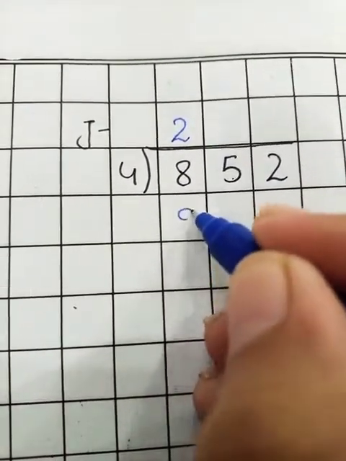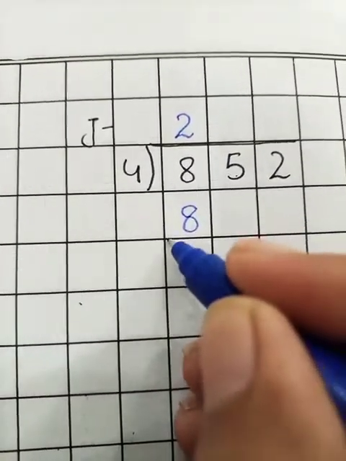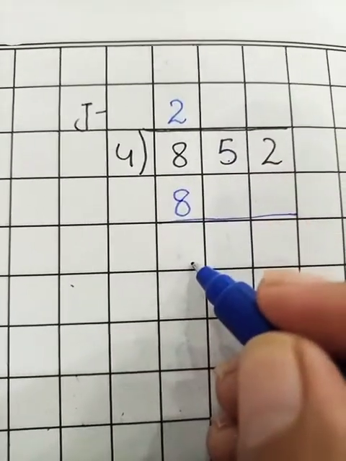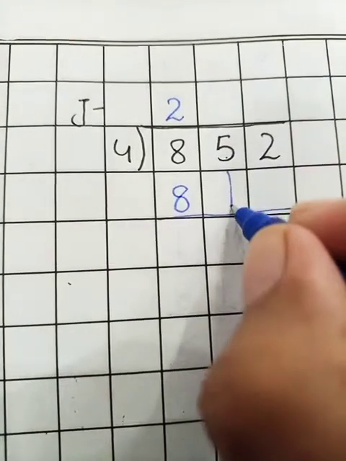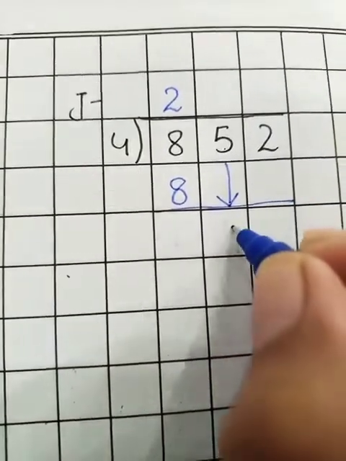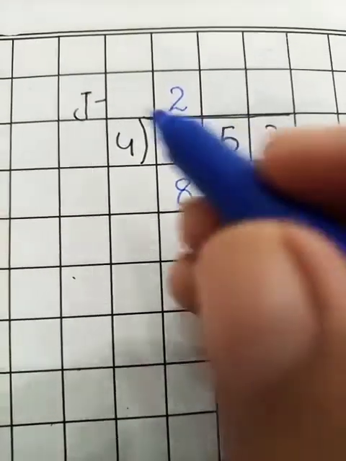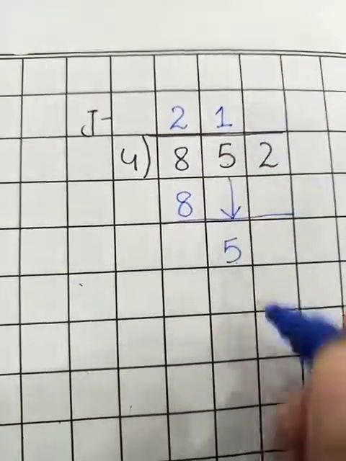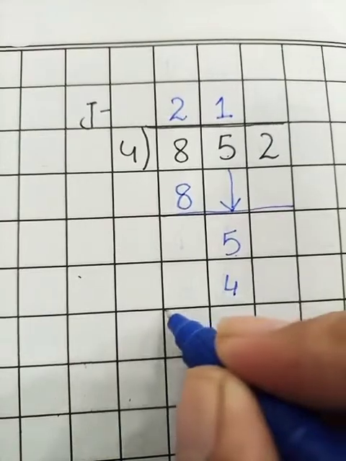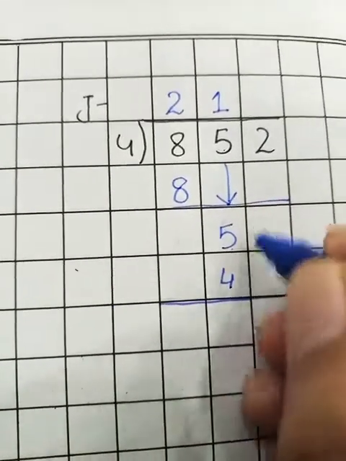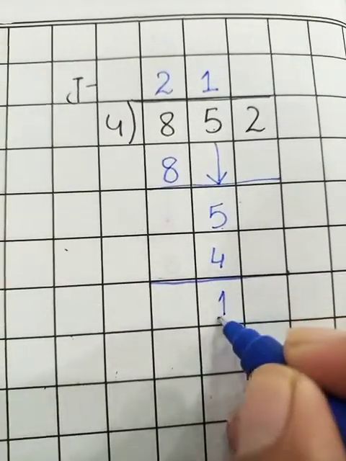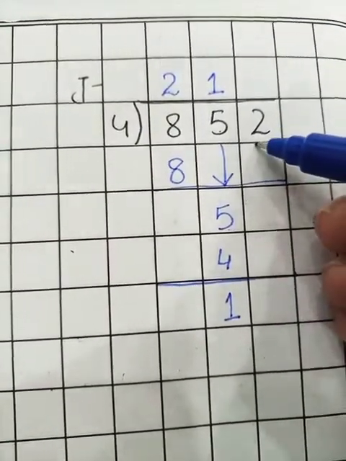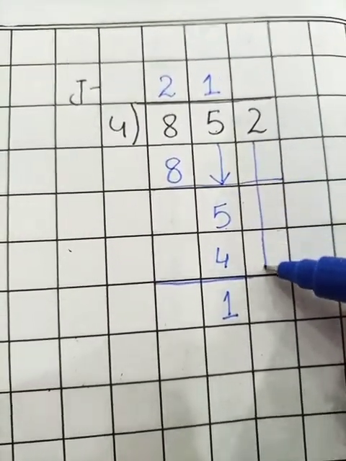4 twos are 8. Now students, in the next step, that is subtraction, 8 minus 8 is 0. So we are bringing down our second digit. This 5 is bigger than 4. So 4 ones are 4. Next step is again subtraction. 5 minus 4 is 1. This 1 is smaller than my divisor. So I have to write this third digit down here.